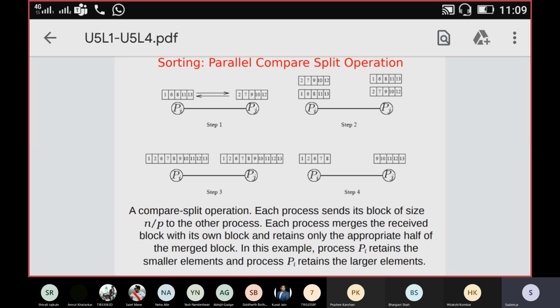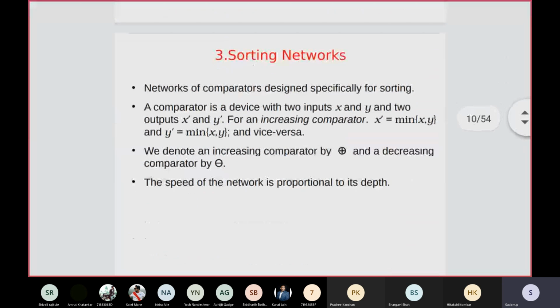Then moving towards the next topic, that is sorting networks, because in sorting algorithms you are using the compare and exchange operation. So this is called a comparison based algorithm. In that case, how are parallel sorting networks designed? It is a network of comparators, and it is specially designed for sorting operations.